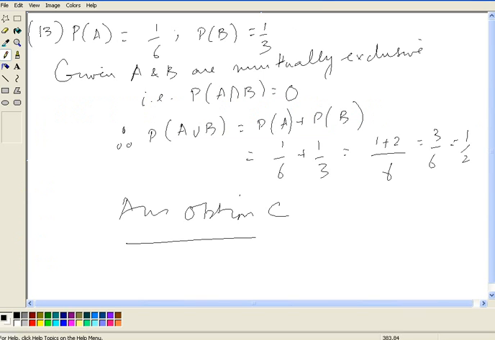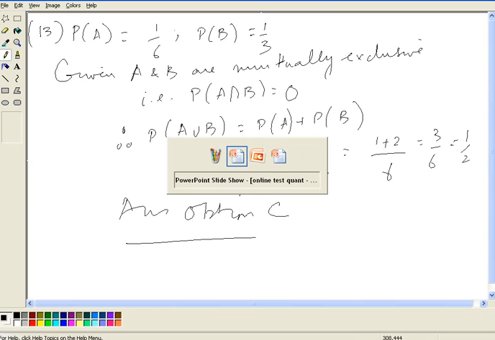Given the data as follows. Now also it is given A and B are mutually exclusive. That is, it implies that probability of A intersection B would be 0. Therefore probability of A union B, that is either A or B winning, would be equal to probability of A plus probability of B only. So it works out to be 1 by 6 plus 1 by 3, which narrows down to 1 by 2. So the answer is option C.